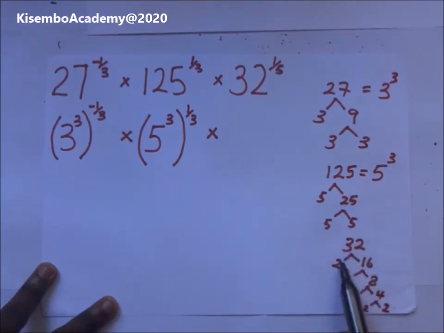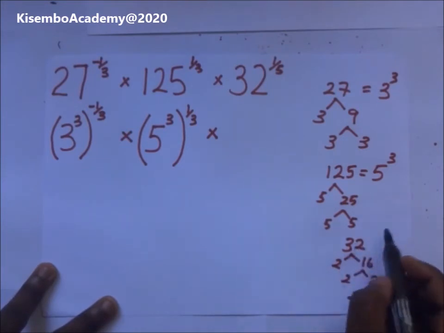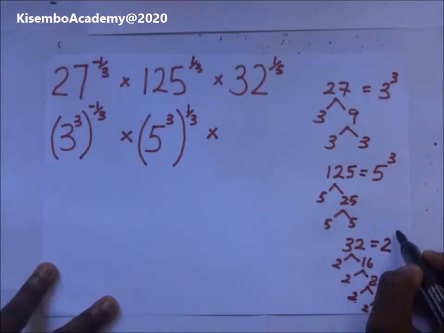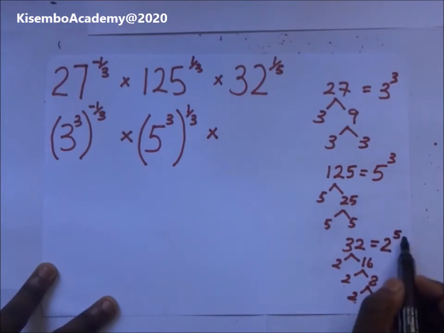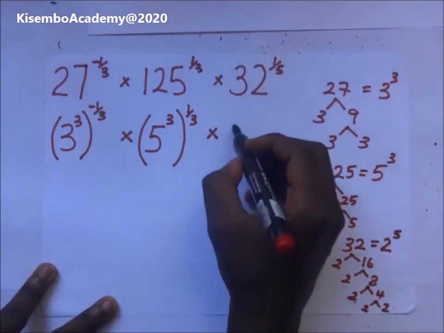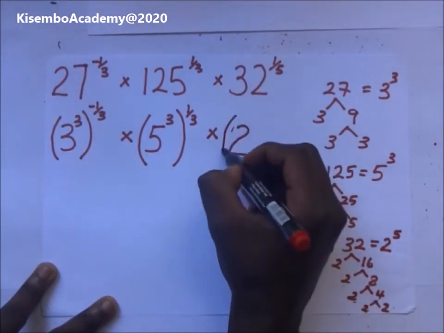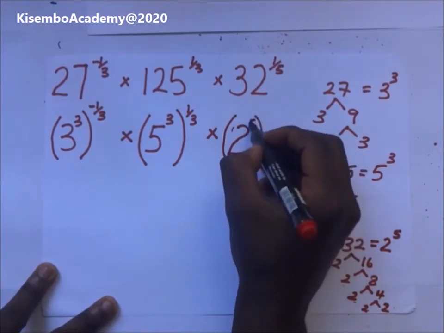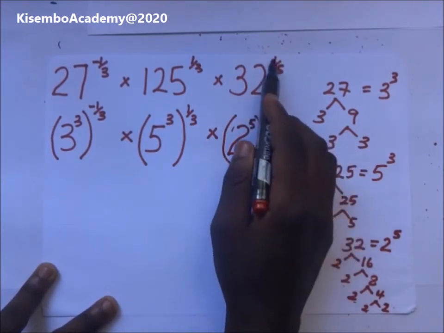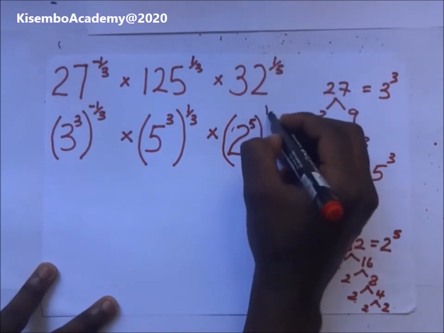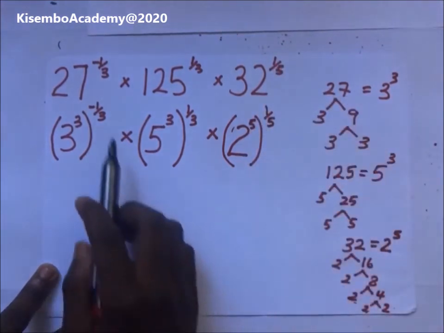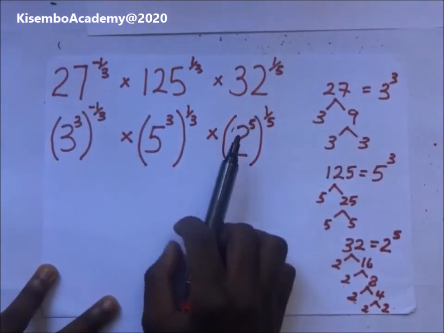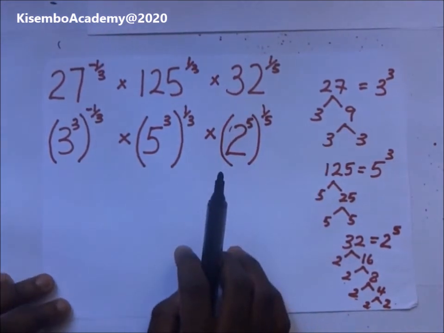And if you count this 32, it's 1, 2, 3, 4, 5. So it means that 32 is the same as 2 multiplied by itself 5 times. So 2 to the power 5. So this 32 becomes 2 to the power 5, all to the power 1 over 5. After simplifying your figures in this kind of way through factorization, it becomes easier to deal with them.